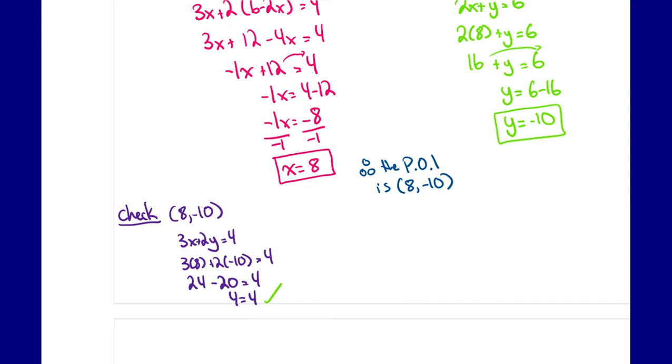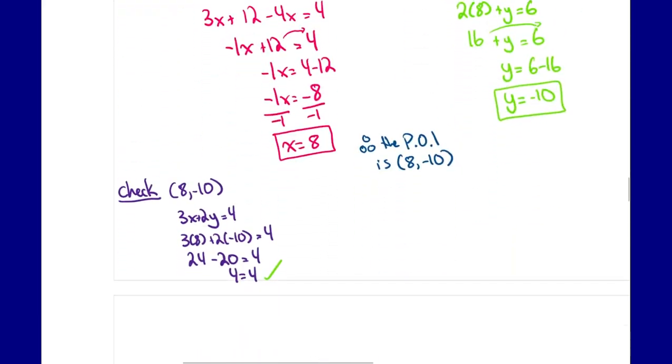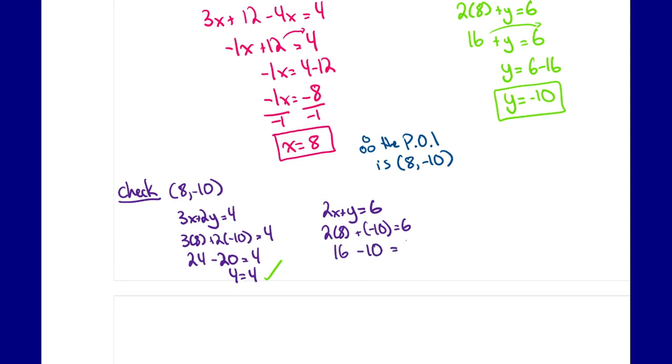Now we do need to double check to make sure it's on the second line as well. So the 2x plus y equals 6. I'm going to plug in those 2 values, sorry. 2 times 8 plus negative 10 equals 6. 2 times 8 is 16, plus a negative is minus, so minus 10 equals 6. 16 minus 10 is 6. So 6 does equal 6, which is correct. So that means that that point or that answer is correct.